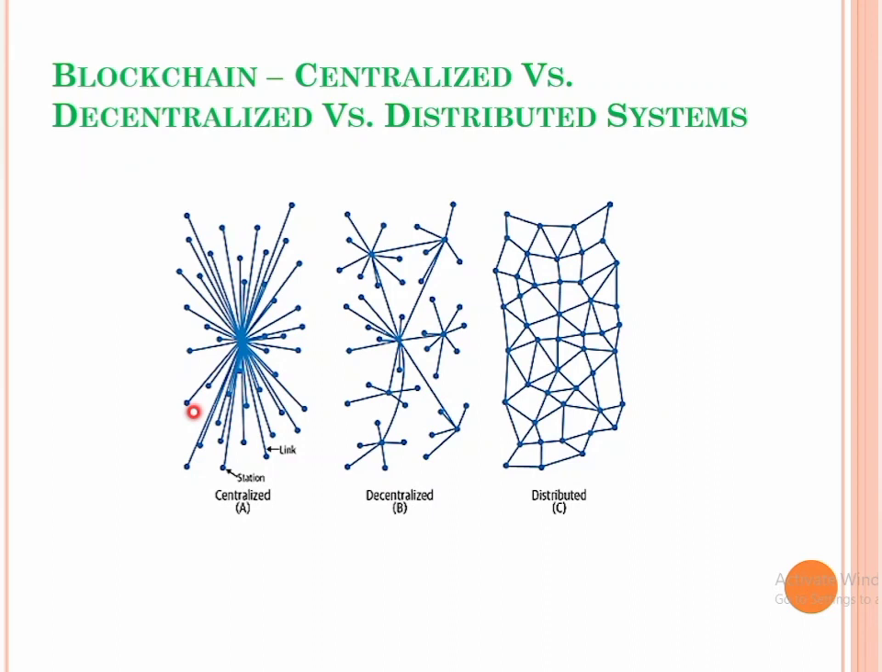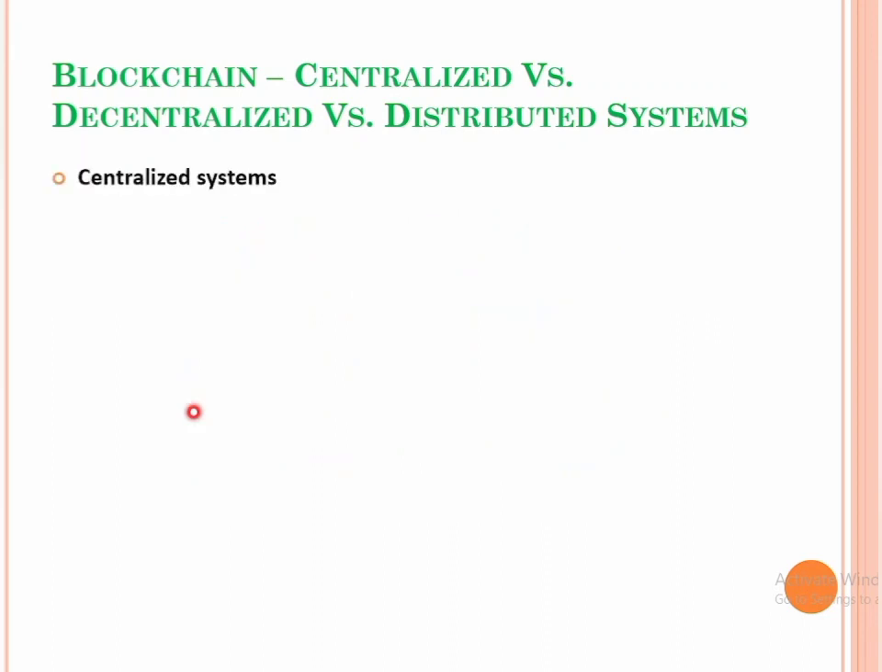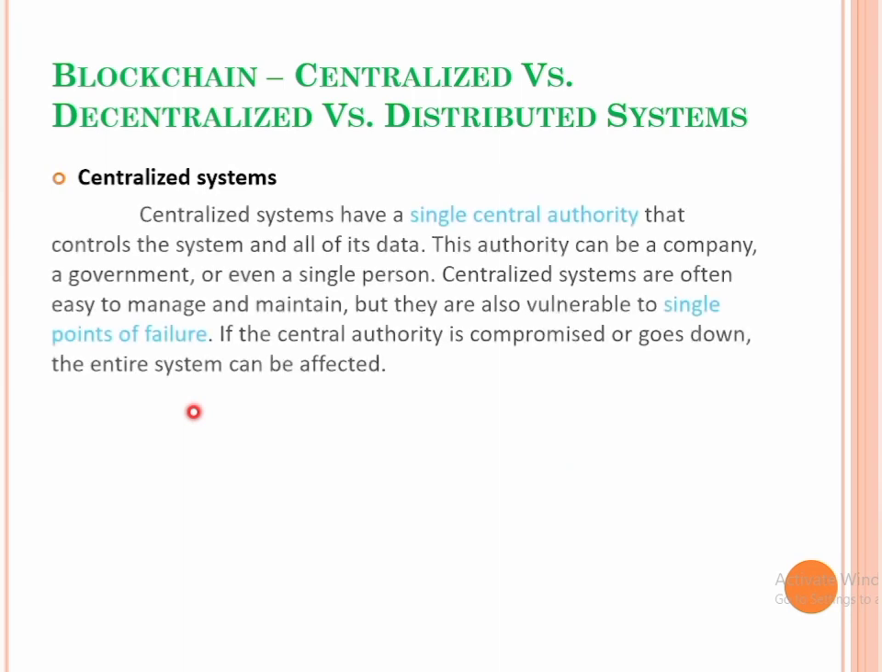So now let's deep dive into these topics. So first one is the centralized systems. So these centralized systems have a single central authority. That means a single system will control all the nodes in the network. So this authority may be a company, a government, or a single person.